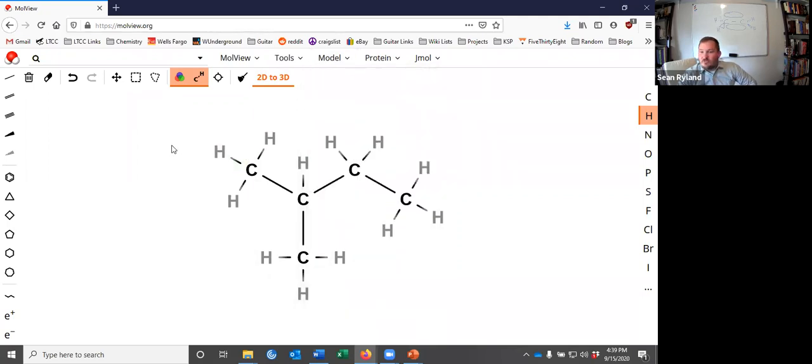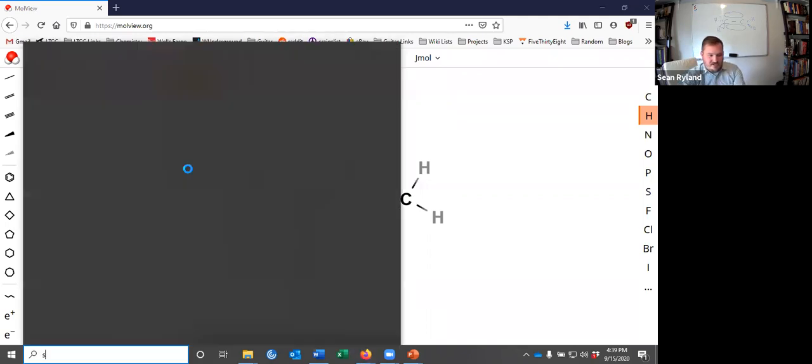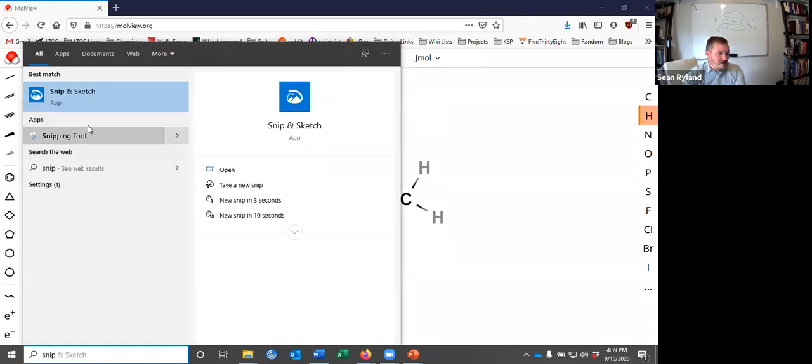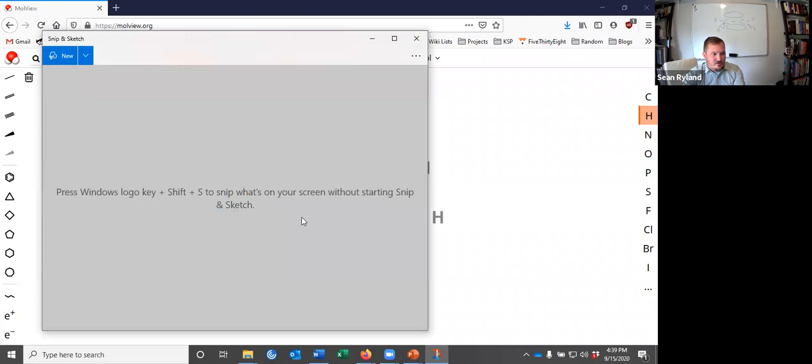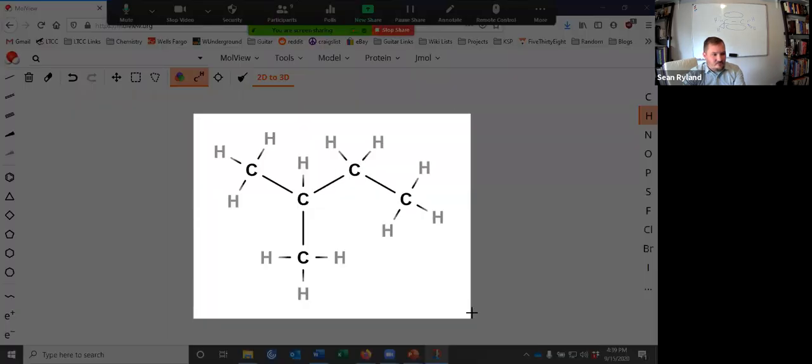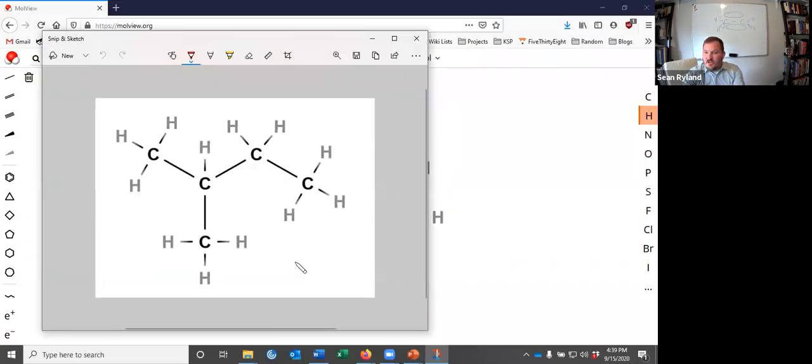The easier way would just be to use a snipping tool and take a screenshot. If you're on Windows, all you have to do is hit the Windows key and type snip, and either Snipping Tool or Snip & Sketch will show up. That allows you to select part of your screen and it copies it to your clipboard, and you can just copy and paste it into a Word document.